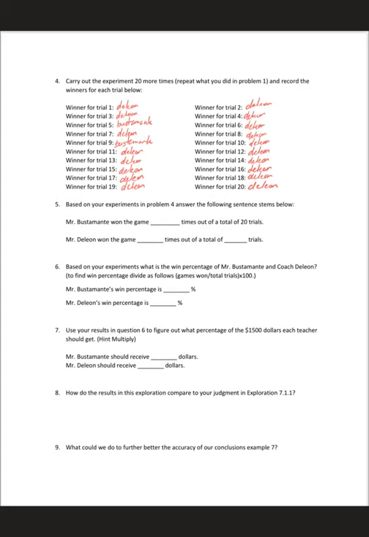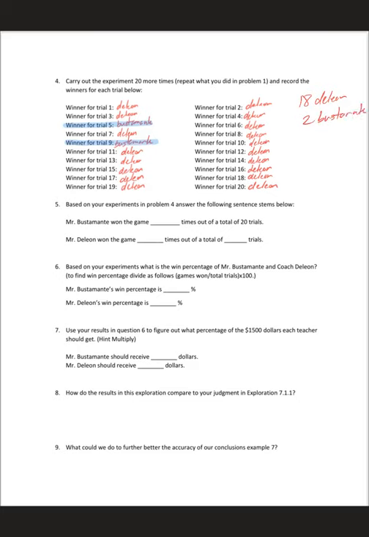Okay guys, so I went ahead and completed my trials. Here they are. If you want to look at them real quick, you can see that Mr. Bustamante only won once, twice, and that was it. The rest of those 20 trials were won by Coach De Leon. So 18 for De Leon. Let me write that in pen here: 18 De Leon, and then 2 for Bustamante, just so we have that later.